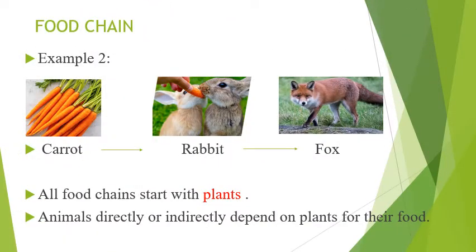Now, let us observe one more example. Here, carrot is eaten by a rabbit and the rabbit is eaten by a fox. From the two examples, we observe that all food chains start with plants or the things which come from plants. And animals directly or indirectly depend on plants for their food.